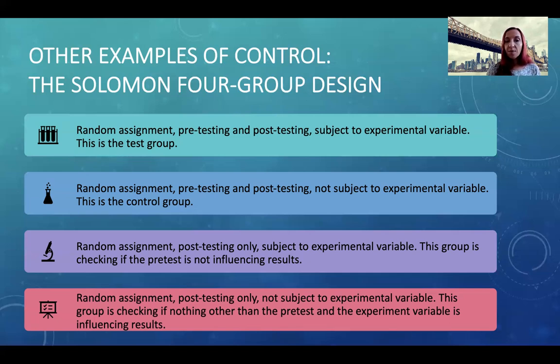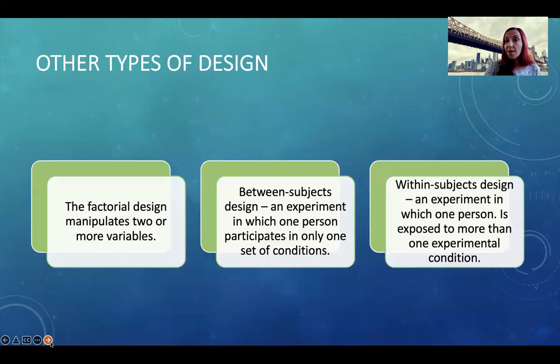And finally, random assignment, post-testing. This group only engages in post-testing, but this group is not subject to the experimental variable. And this group is basically checking if nothing other than the pre-test and the experimental variable is influencing results. It looks complex, but with the nice strict design, this could be performed, and we could collect some important data and make generalizations based on the data collected.